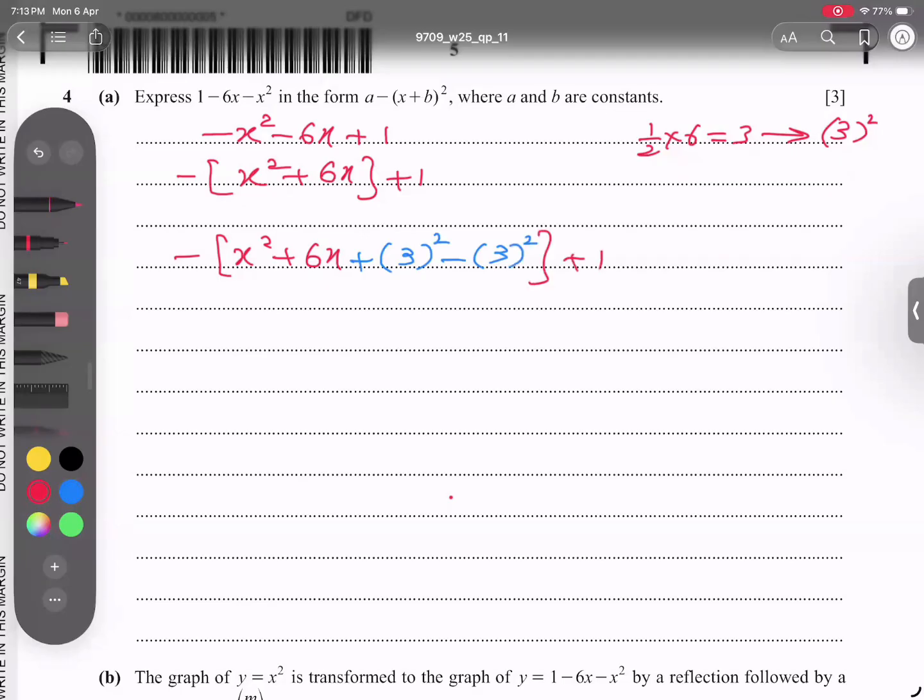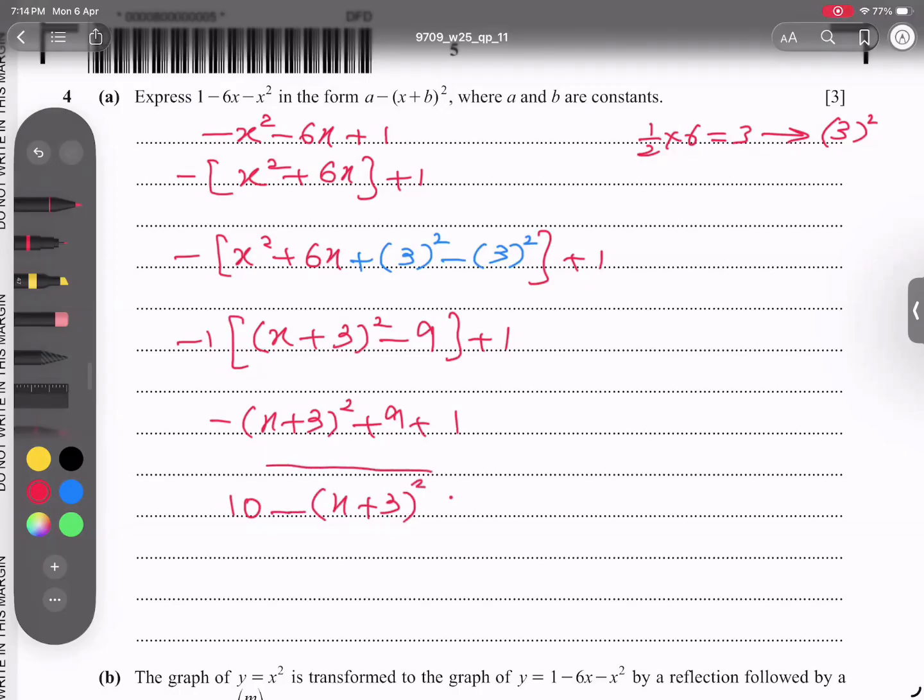Okay, plus 1. Then I'm going to complete inside. These three terms will combine and merge and give us the completing square form. And here 9. Negative 1 multiplies here and multiplies with this number, and I get negative x plus 3 whole squared plus 10. Plus 9, sorry. And I get finally 10 minus x plus 3 whole squared. So completing the square is done completely.